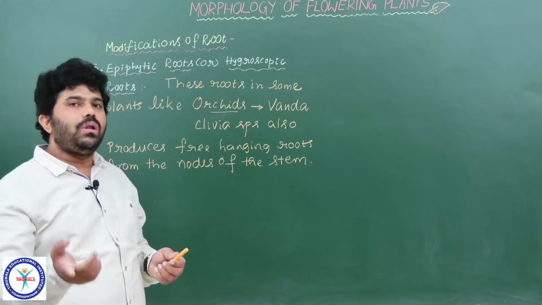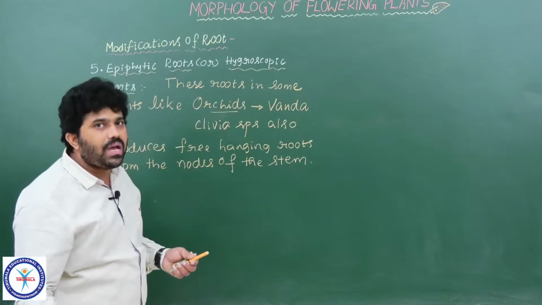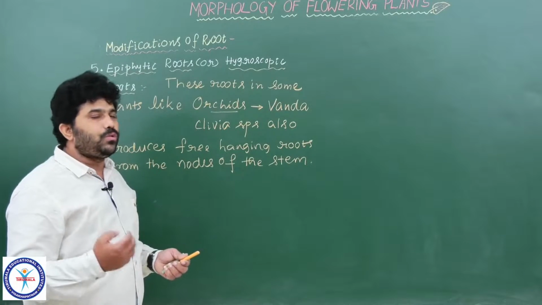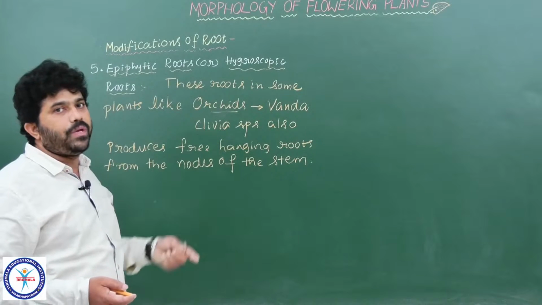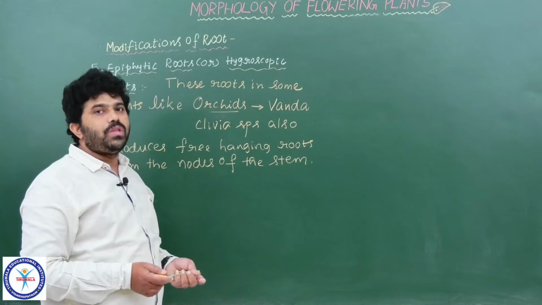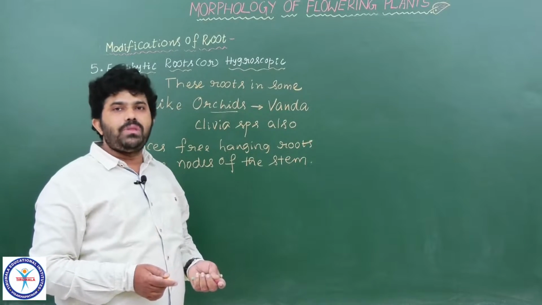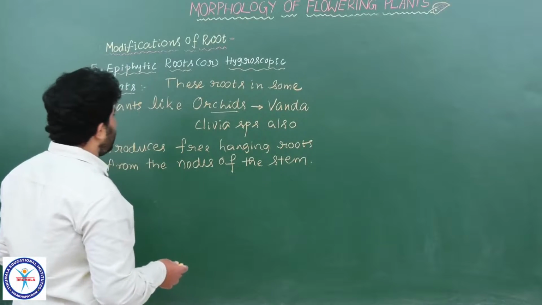After that, one more type of roots hangs freely from the support. Those roots are called velamen roots or epiphytic roots or hygroscopic roots, which are very useful for absorption of water from the moisture. Now got the point? So this is the information we gathered here.